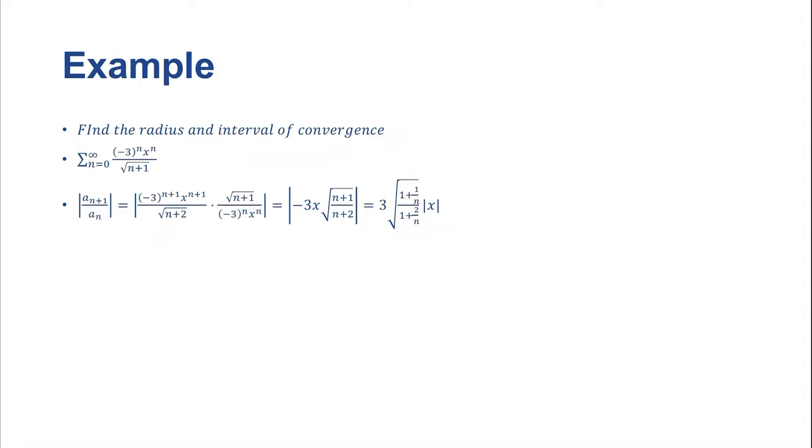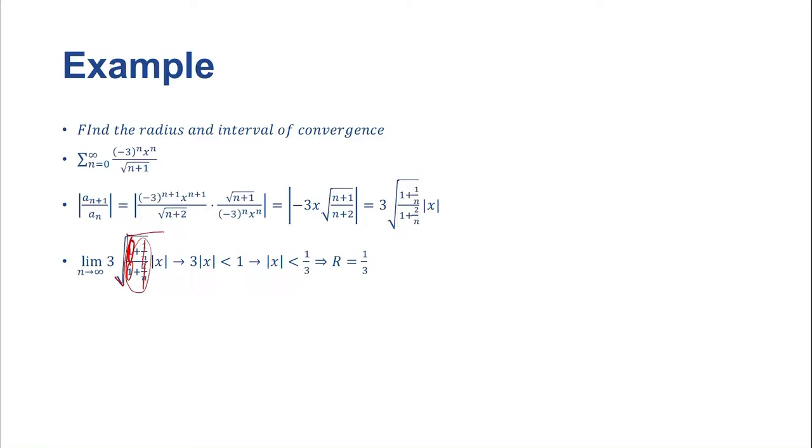Okay, so what we can do is divide by n, and this lets us take limits more easily. So we get 3 times the square root of (1 + 1/n) over (1 + 2/n), times the absolute value of x. Whenever we take the limit of this, we're just going to get 3 times the absolute value of x, because these go to 0, so we get 1 over 1, and the square root of 1 over 1 is 1. So we get 3 times the absolute value of x.